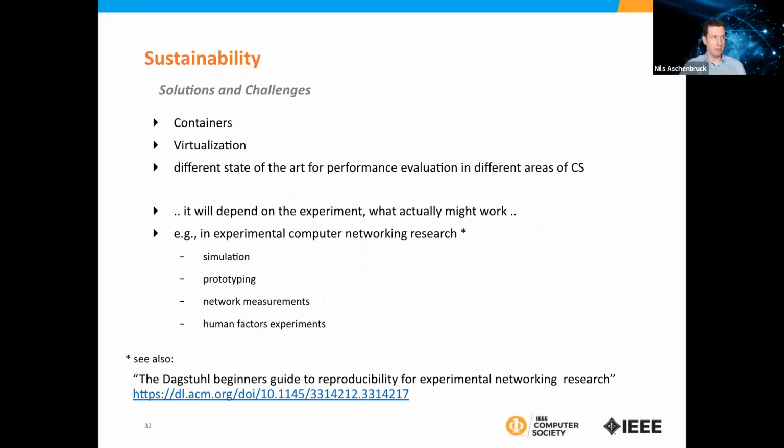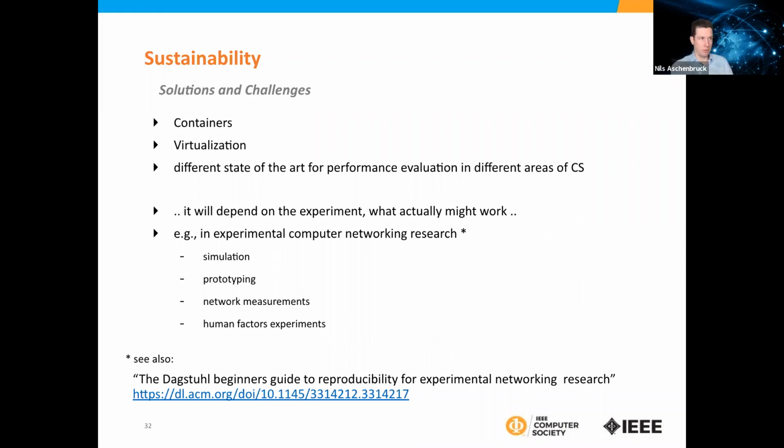Next slide, please. So there are some solutions and also challenges that are discussed on the technical level. As solutions, some people are proposing to have everything in a container and then publish the container where everything is installed. And maybe you can also do it in a virtualized environment and publish the VirtualBox or whatever kind of virtual image you have. But this depends on the area of computer science you're working in, right? And actually it will also depend on the experiment you're doing.